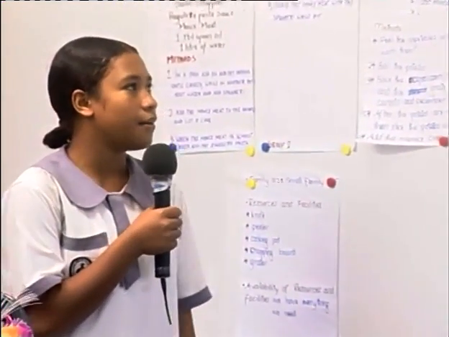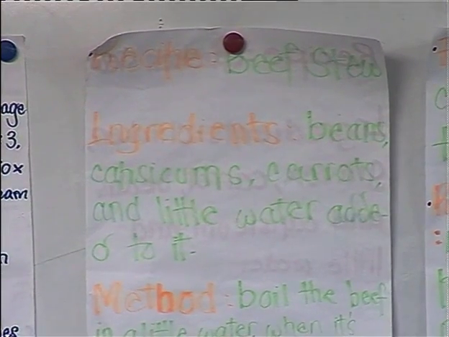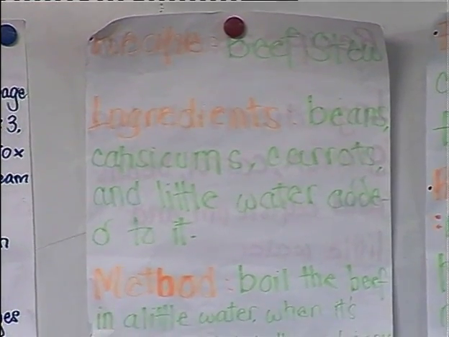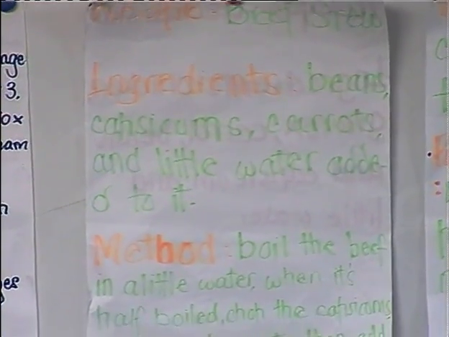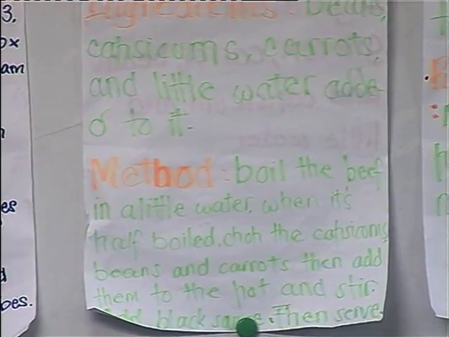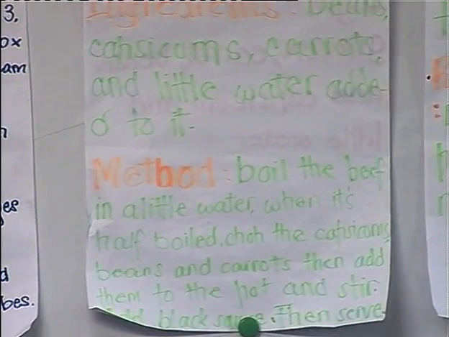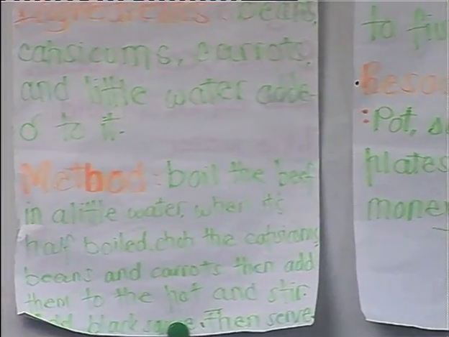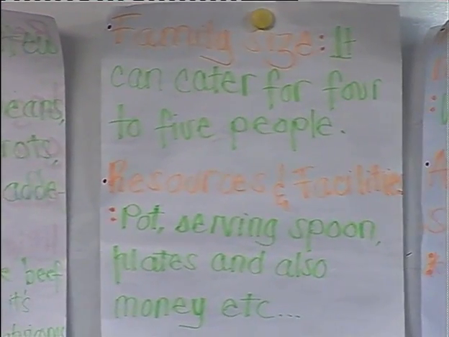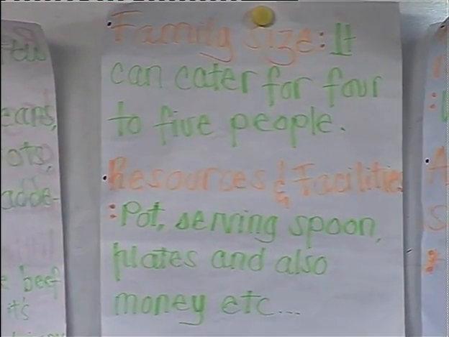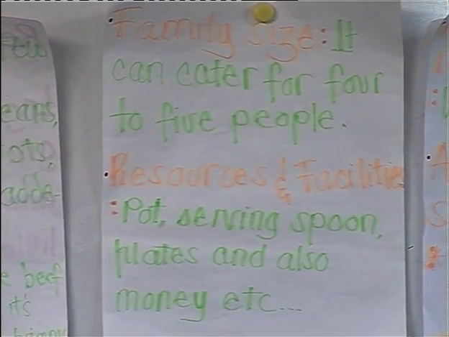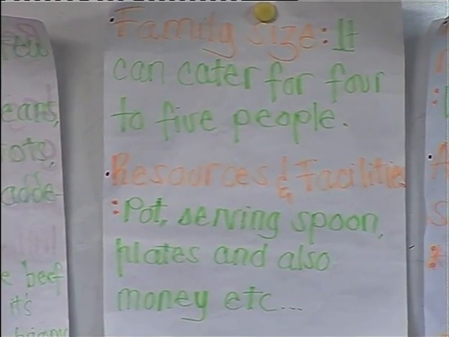Okay, our recipe is beef stew, and the ingredients needed are beans, capsicums, carrots, and a little water added to it. The method is to boil the beef in a little water. When it's half boiled, chop the capsicums, beans, and carrots. Then add them to the pot and stir. Add black sauce to it. Then serve.